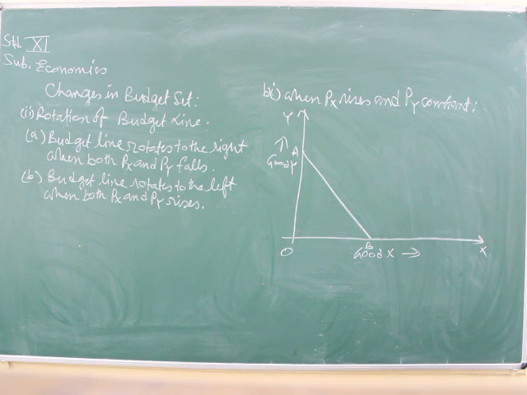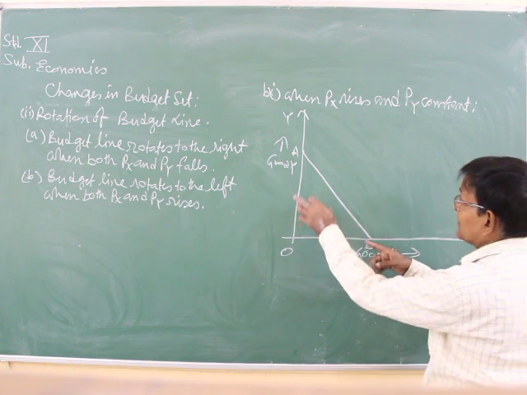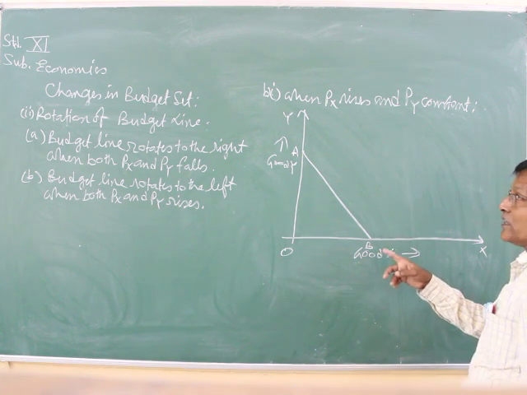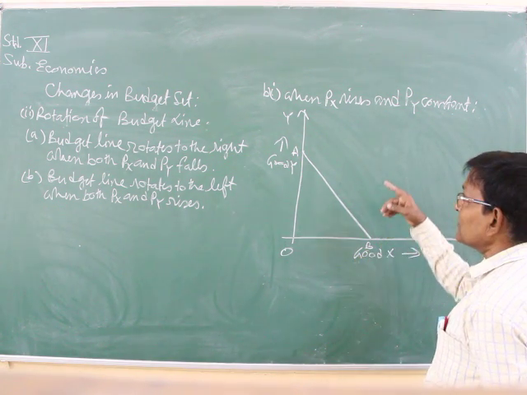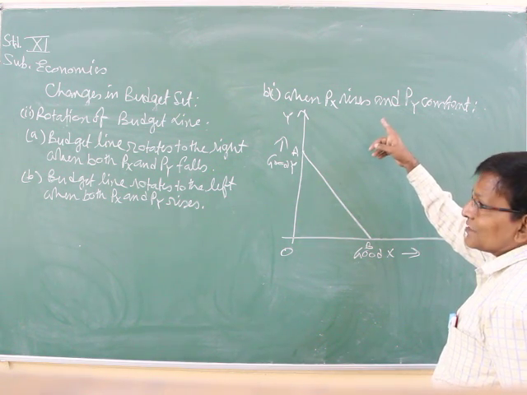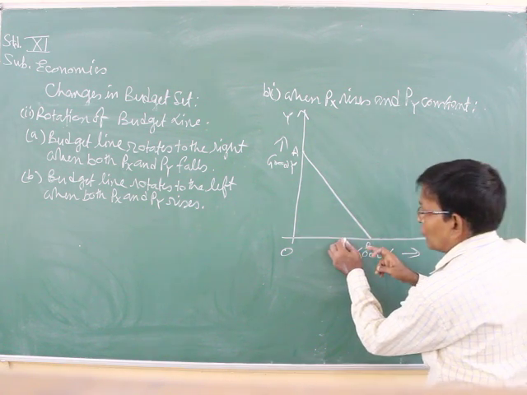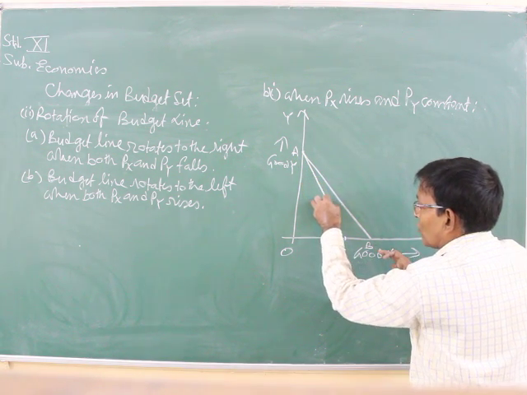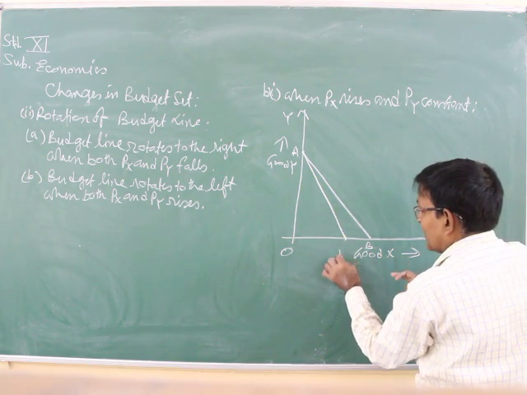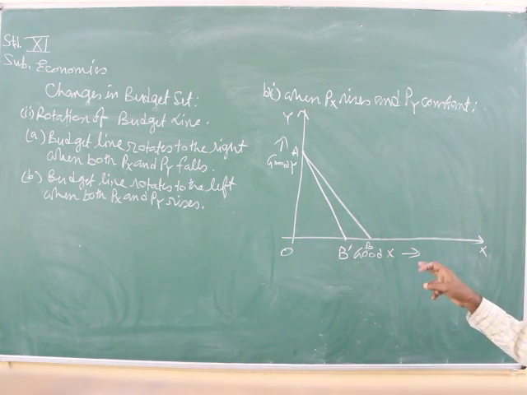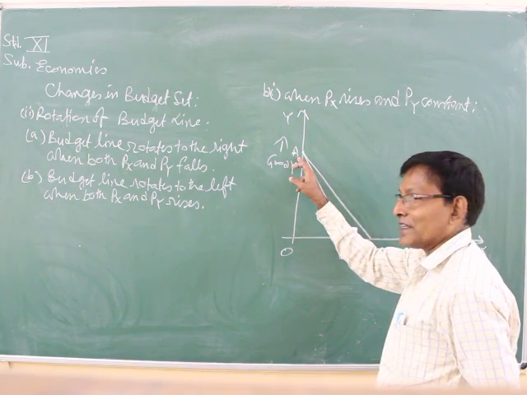And after that, what is happening? Px rises and Py remains constant. So there will be no changes in purchase of good y, but there will be changes in the purchase of good x. So what will be the changes in the purchase of good x? Because Px is rising, demand for good x will fall. We will purchase less of the good. So the curve will rotate, not shift, to the left along x-axis. And the point will be fixed at point A.